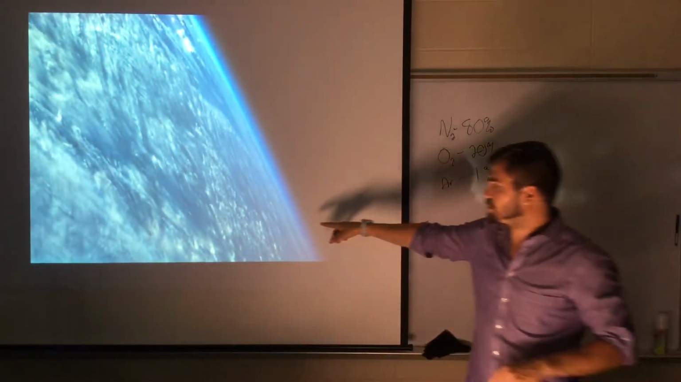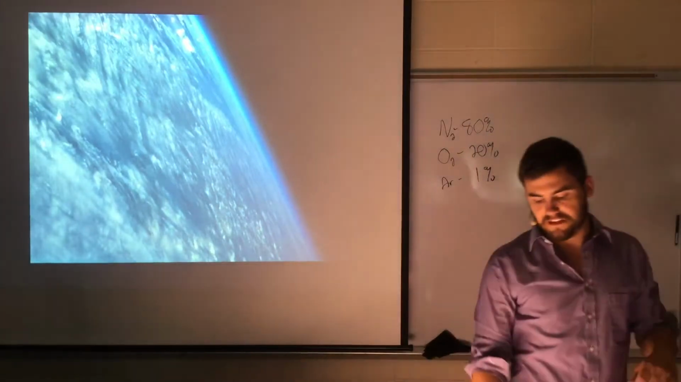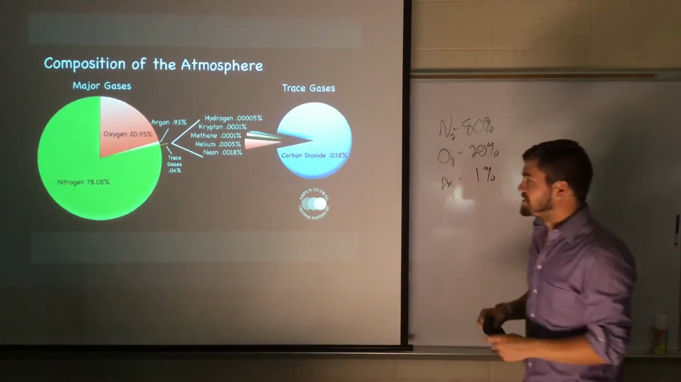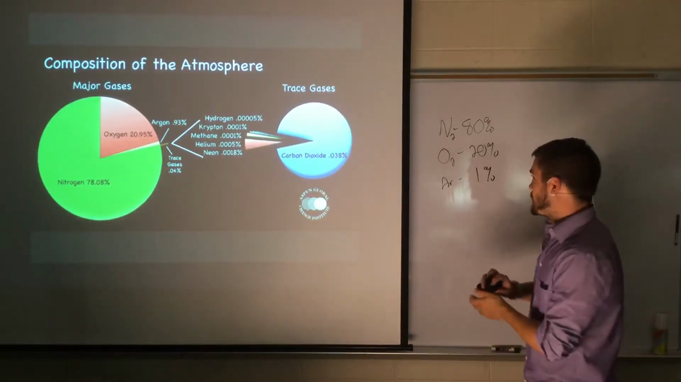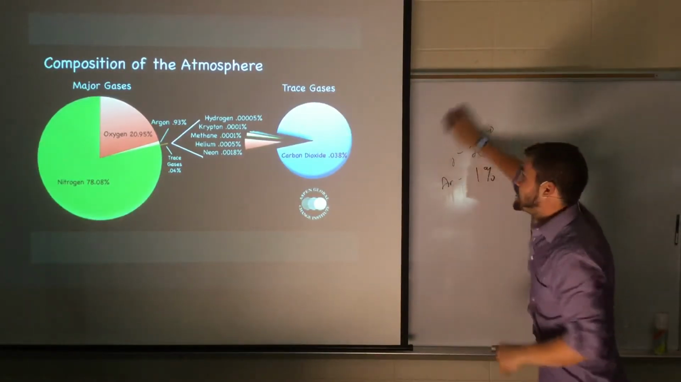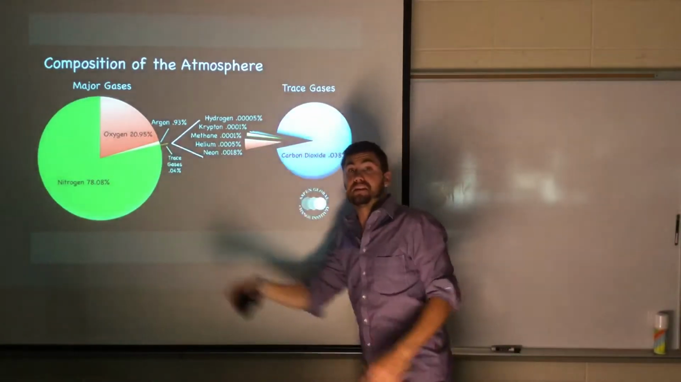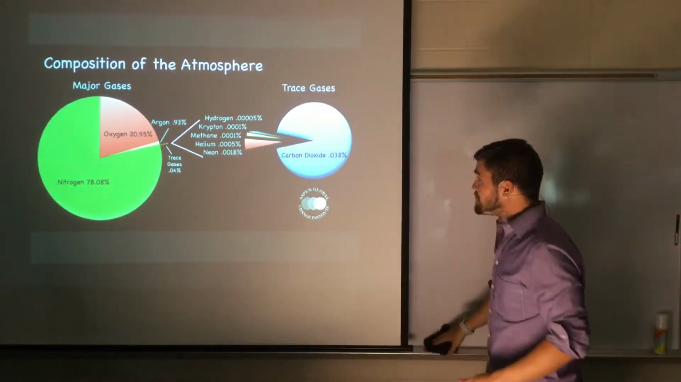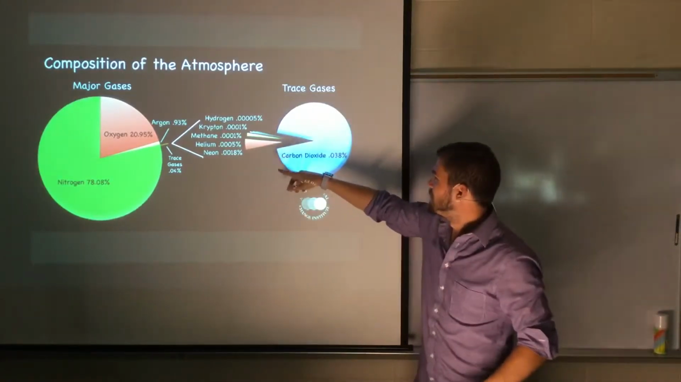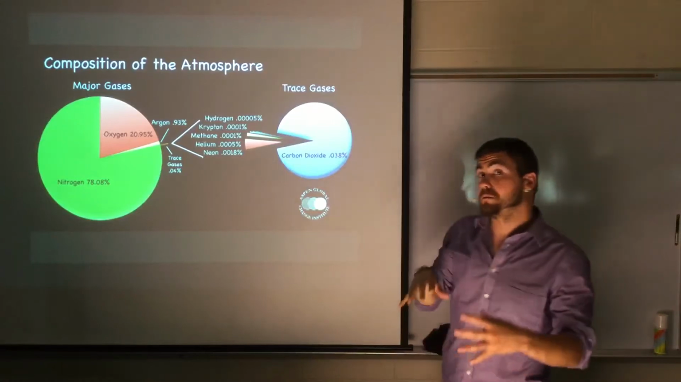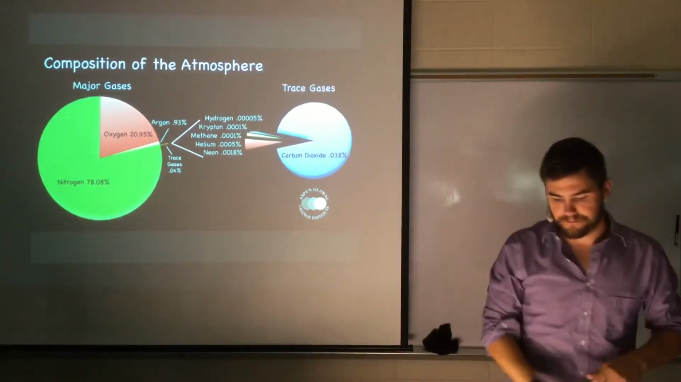So there it is, the blue fuzz that you see on the outside of our planet from space is our atmosphere. And here's a graph of what makes it up. You can see nitrogen about 78%, oxygen about 21%. There's argon, so I was wrong, it's a little less than 1%. And then all the rest of them make up just a tiny 0.04% combined.